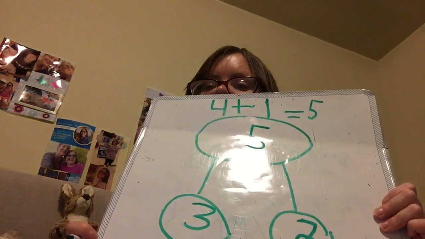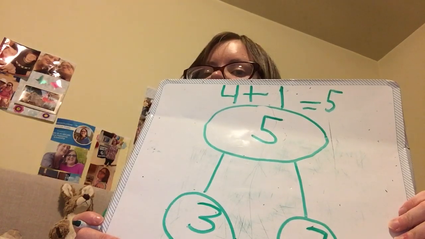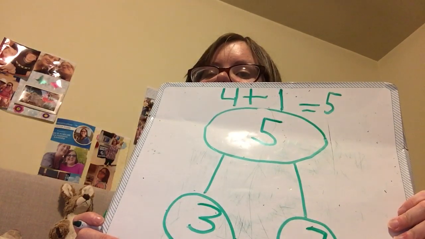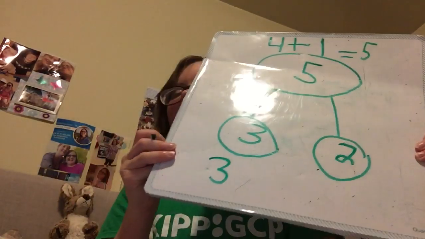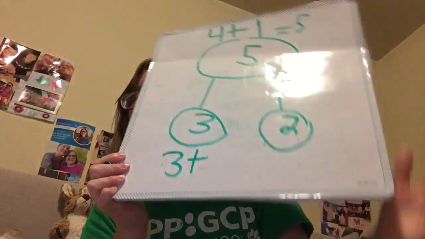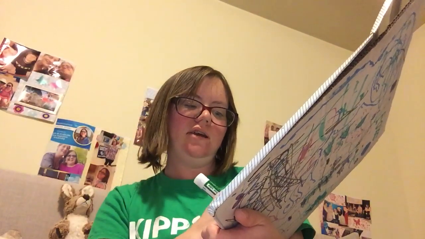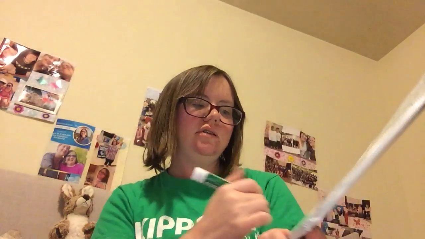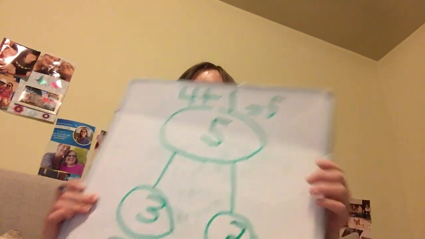Now, could we write what we just did into an addition sentence? How are we going to do that? What comes first? That's right, we want to put a 3. Now write it down at the bottom. What comes next? That's right, plus. Plus, what are we adding it to? That's right, 2. 3 plus 2, what else? Equals what? That's right, 5. 3 plus 2 equals 5.